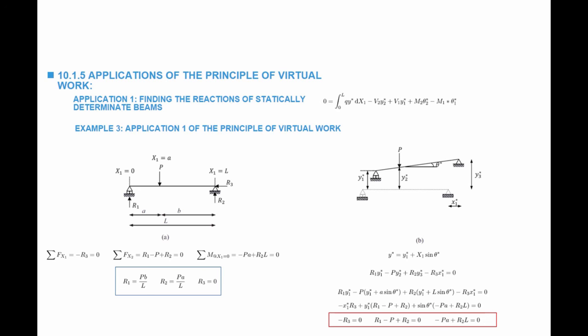R3 equals 0, R1 minus P plus R2 equals 0, negative PA plus R2L is equal to 0, which are the three equilibrium equations. And so we get the same solutions, and this example indeed shows that the principle of virtual work is actually equivalent to the equilibrium equations. Sum of forces equal 0.